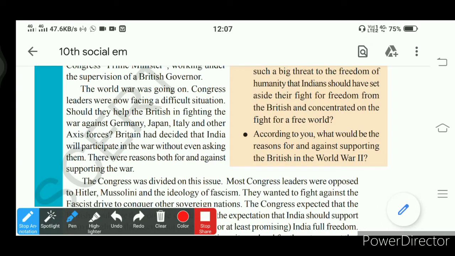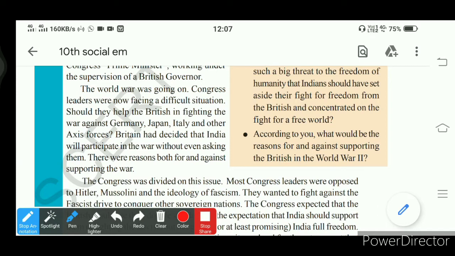In the minority government, there was a Labour Party also there. Labour Party was ready to give independence to India. Understand? Whereas the Conservative Party wanted to continue colonial rule in India, right?